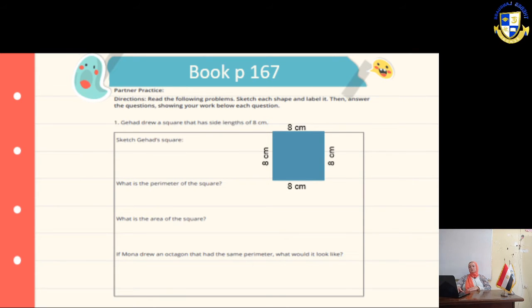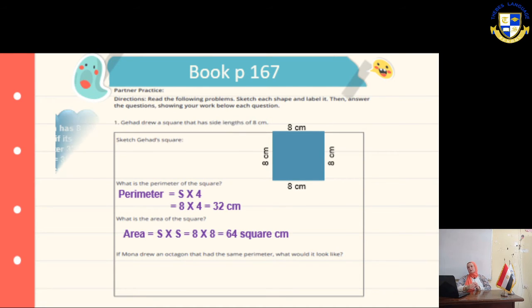If Mona drew an octagon that had the same perimeter, what would it look like? So we are going to draw an octagon. Octagon means 8 sides, okay? So we are going to divide the perimeter, 32 divided by 8, so the length of each side will be 4, okay? On the next page, Ashraf has a rectangular rug in his house.